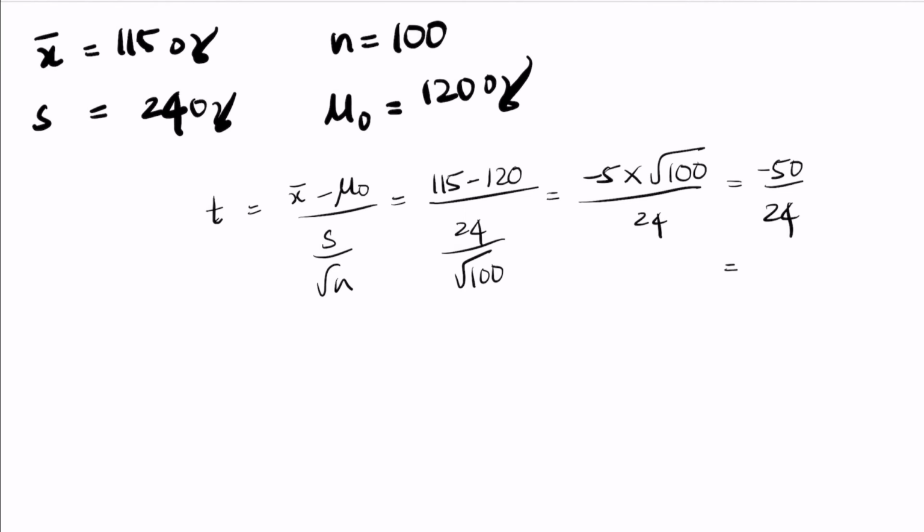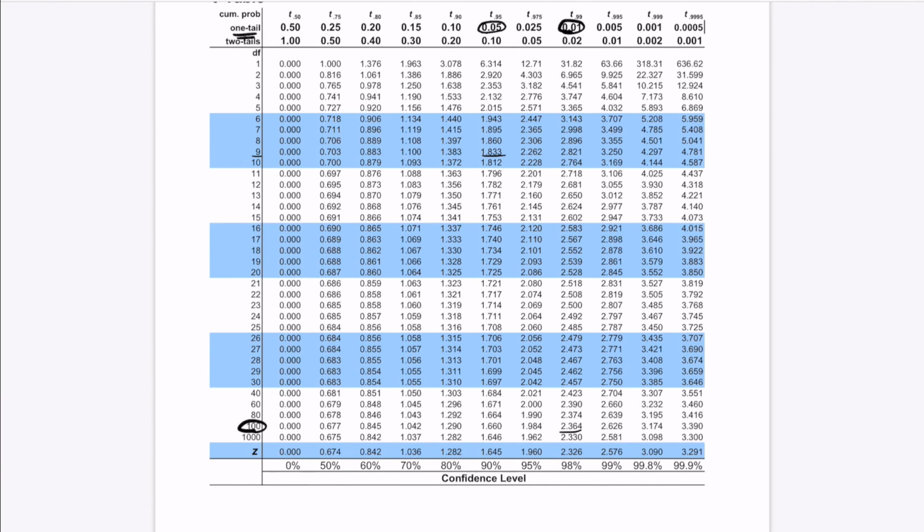So the value is minus 2.08. So this is the t-value that we have. Now, how do you calculate the p-value from the problem? Remember that this t-value is what we need to calculate the p-value. In the distribution here, we do not actually calculate the actual p-value. What we do is we calculate the range where it lies.